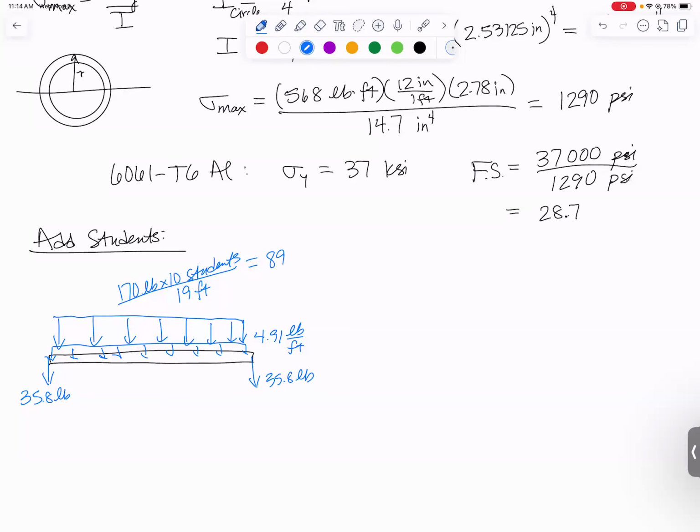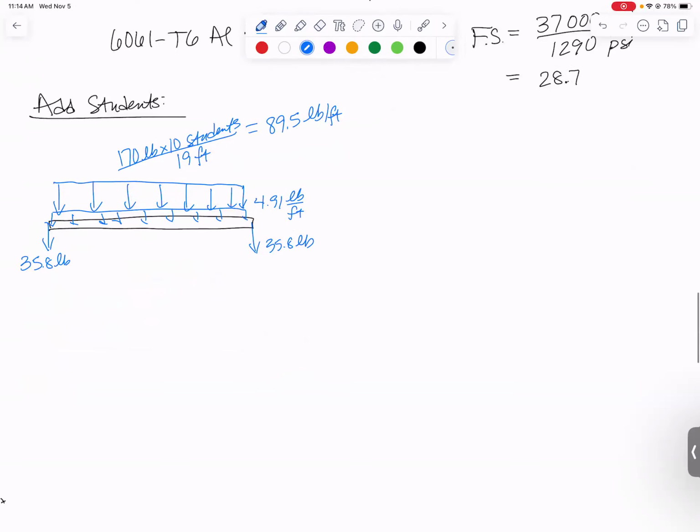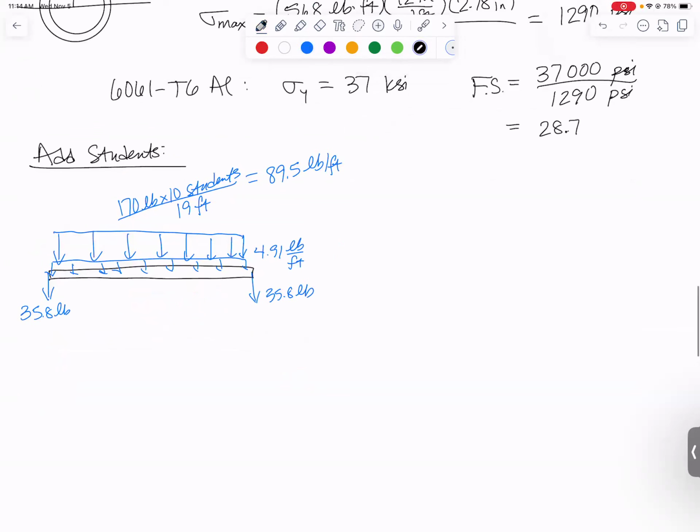Hopefully you don't mind that approximation too much. So you end up getting 89.5 pounds per foot is what we're going to apply to this. That's approximating 10 students on the beam, assuming that on average they weigh 170 pounds. So it's a total of 1,700 pounds of students spread out evenly over the beam. Let's look at what that does to our shear force and bending moment diagram. Oh, let's not forget, we also still have a big support force here, which is going to be bigger because now we've added some students.